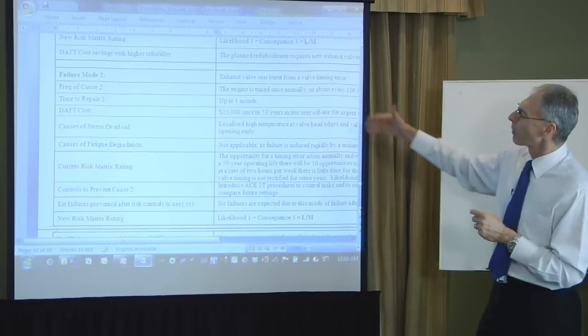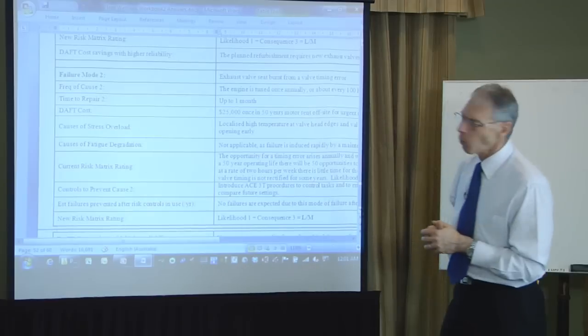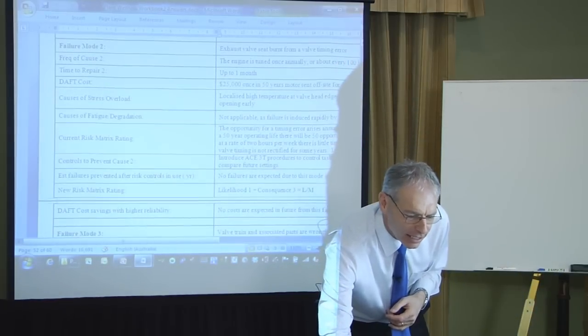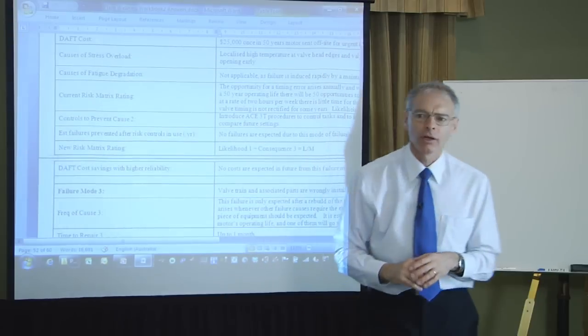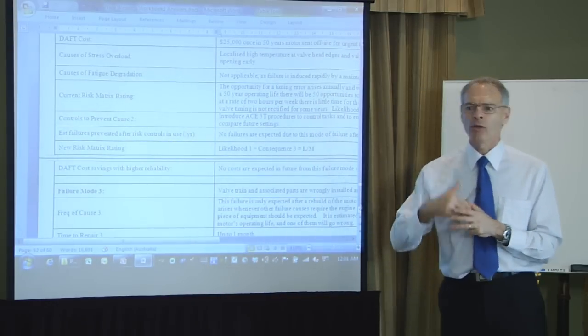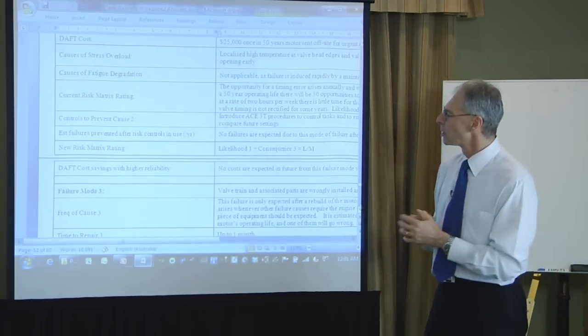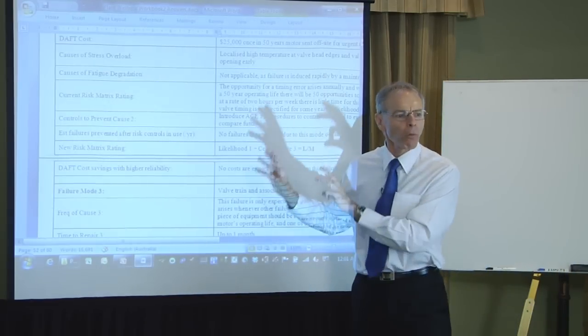And on down we go. For failure mode 2, what can we do to prevent failure mode 2? Now, none of these things are going to be new. The guys know timing's an issue. We know that a valve getting hot will burn the valve and damage the seat. So we're not finding any new problems.